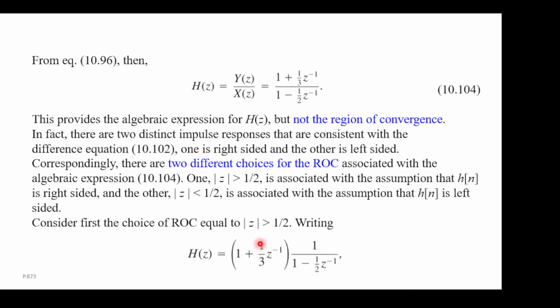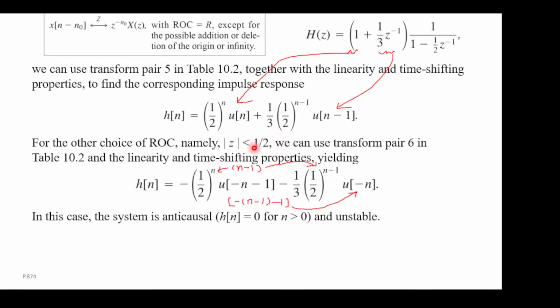And so that's the ROC for z bigger than 1 over 2. And then there's another ROC for z less than 1 over 2. But we can basically do the same thing. The first one is the same form. So instead of the 10.1 example, you get the 10.2 example, so you just get this left-sided exponential function. And then this 1 over 3 z minus 1 term will still give you a time shift, so you still get this n going to n minus 1 thing.